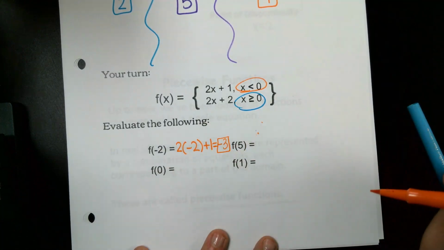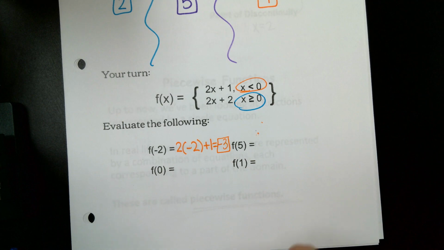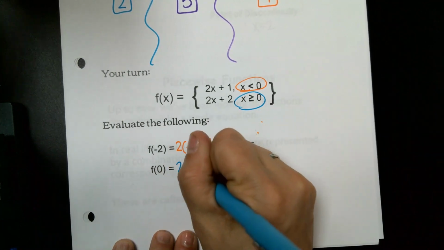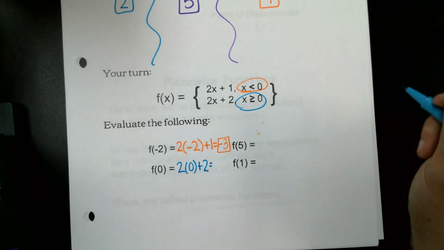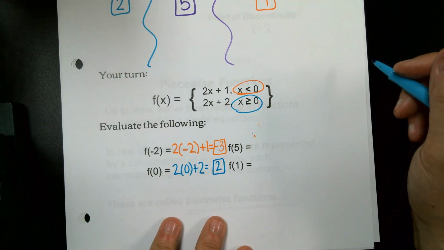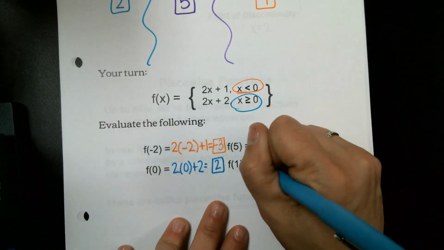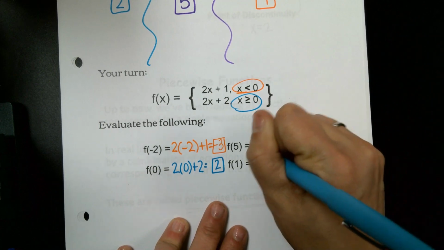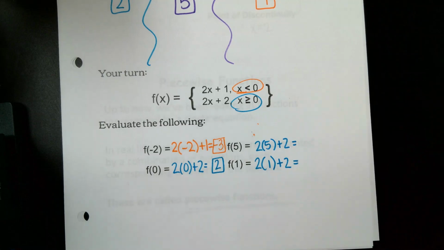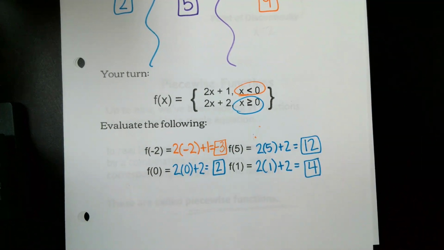Okay, how about f of 0? Which one would I use? Bottom, because of the equal sign. So I would do 2 times 0 plus 2. That's 2. And what about the 1 and the 5? We're using top or bottom? Bottom, because aren't 1 and 5 both bigger than 0? Okay. So we're going to do 2 times 1 plus 2 and 2 times 5 plus 2. So it's 4 and 12. That right there is the end of your notes.